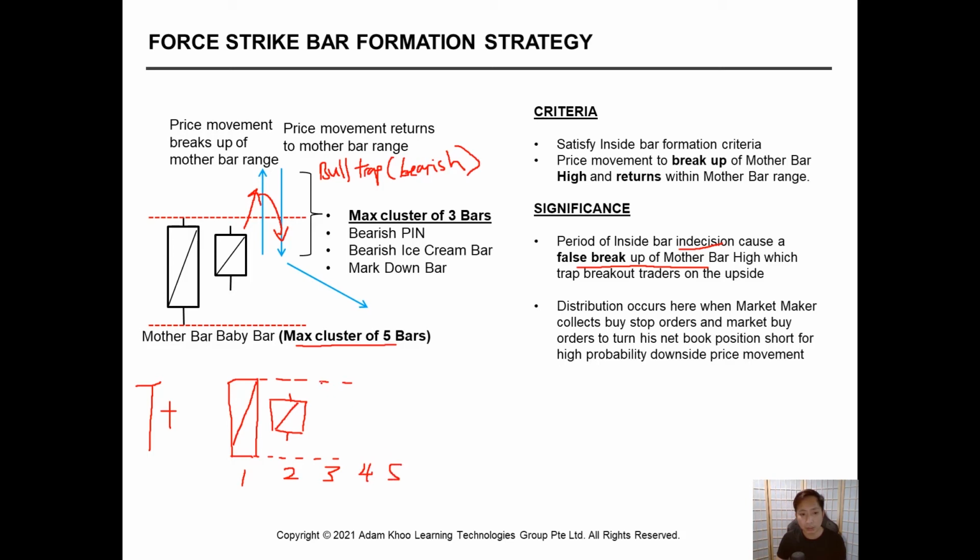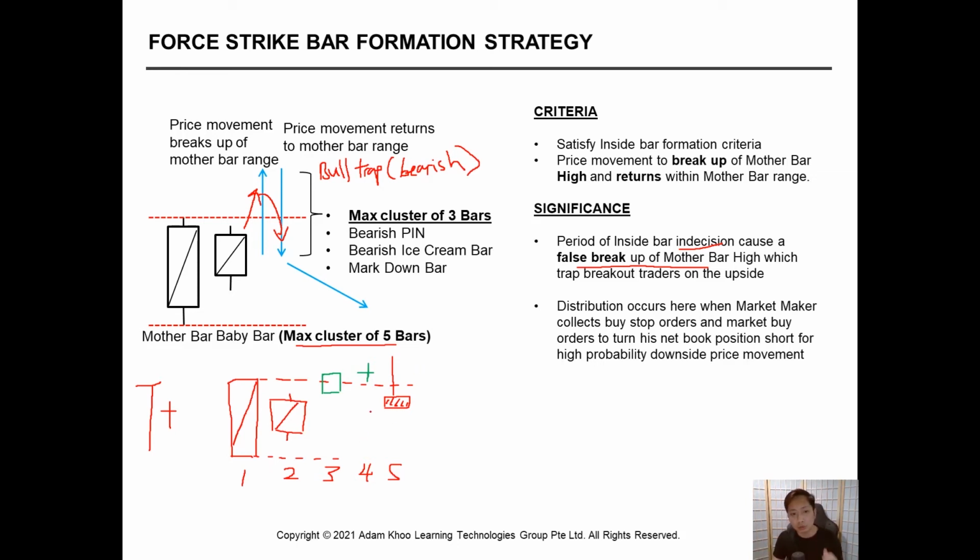So let's say number 3 is something like this, a bullish bar. And then let's say number 4 is a doji. Let me just draw this nicely. So by number 5, let's say it comes back in as a bearish pin. This fulfills the bearish false strike criteria.